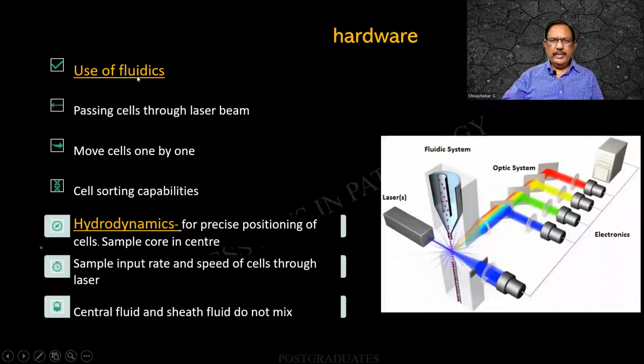Use of fluidics is over here. So for passing the cells through the laser beam, moving cells one by one, cell sorting, etc., the hardware and the hydrodynamics for the precise positioning of the cells. And the sample is input, the speed at which it traverses, and the central sheath should not be mixing with the side. All these come under the hardware, and these are the components which I had explained earlier.